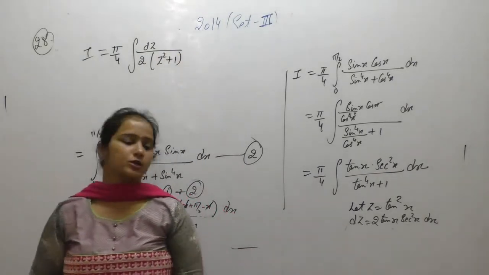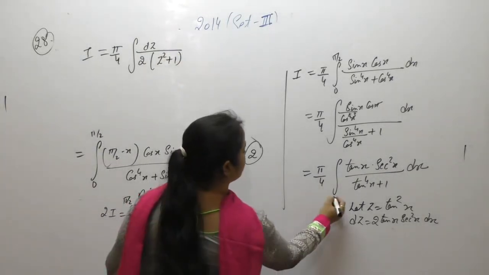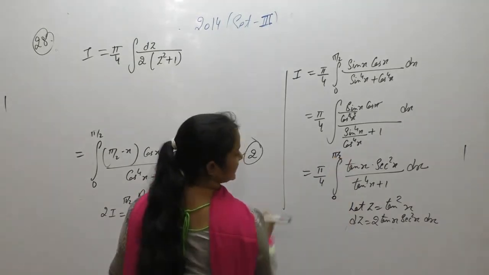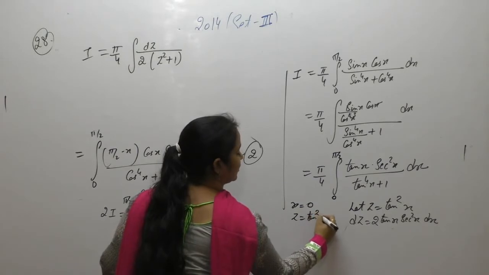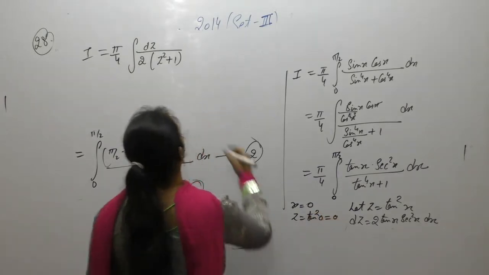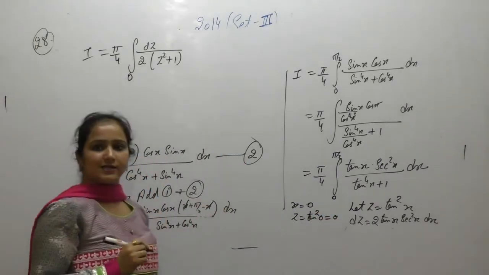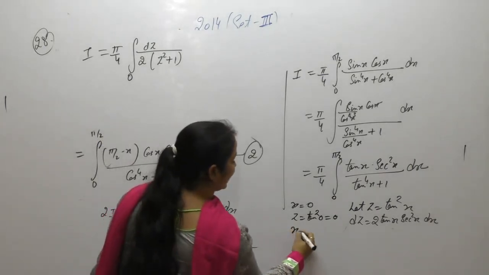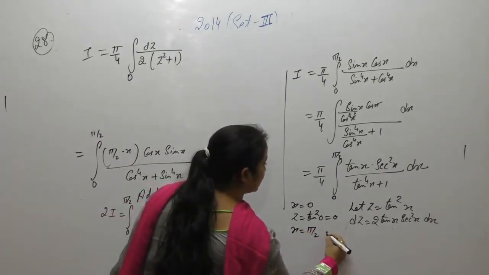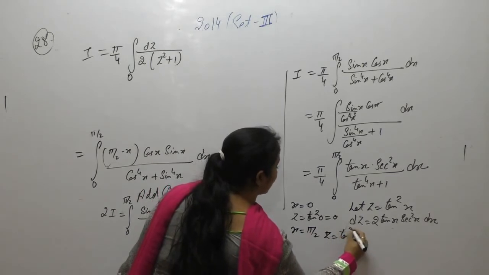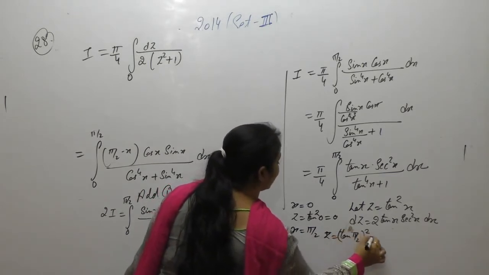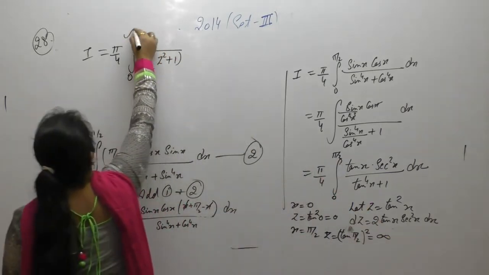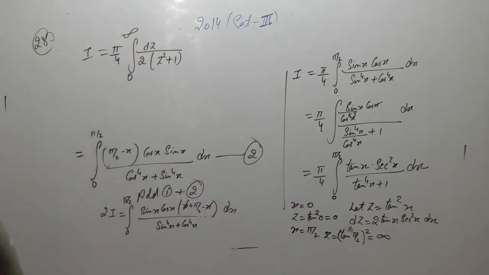The limits will also change. If 0 to pi by 2 was the limit, when x is 0, z is tan square 0. Tan 0 is 0, so when x is 0, z is also 0. When x is pi by 2, z is tan square pi by 2. Tan 90 is not defined, so the limit goes from 0 to infinity.